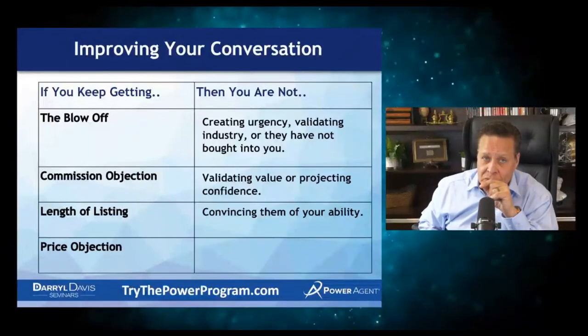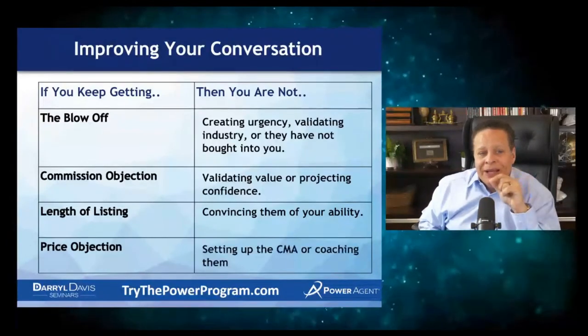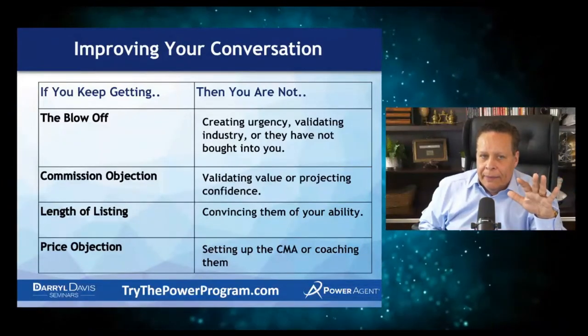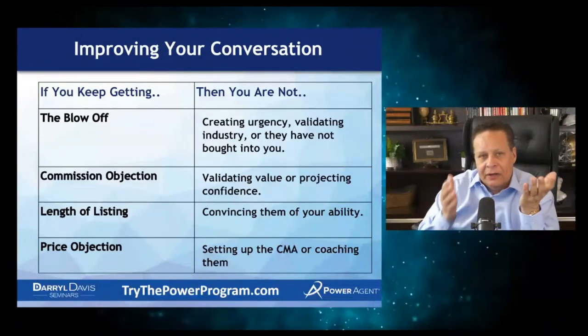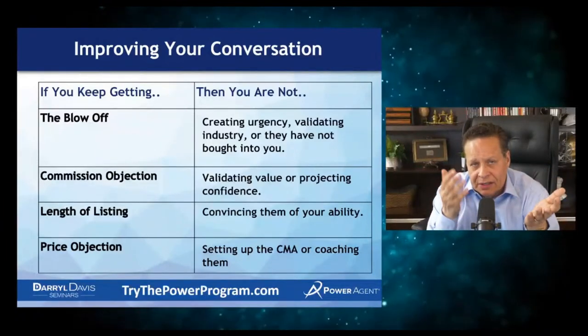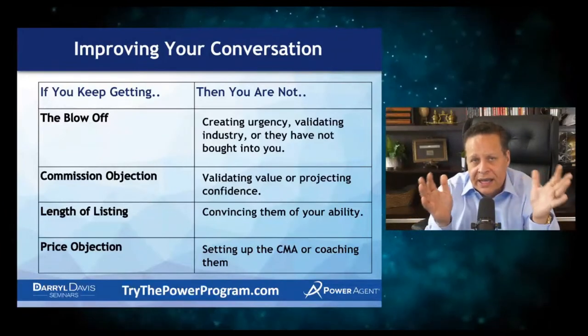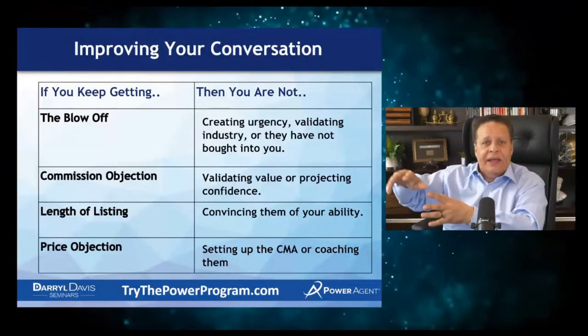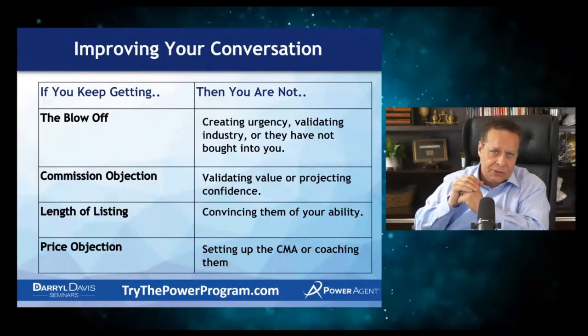If you keep getting the price objection, well, you're not setting up the CMA correctly and coaching them. You're not showing them there's two different prices on every home. There's the listing price, there's the realtor price and the FSBO price. They're two different prices. And that's a whole other webinar. That power agency, you have that in your assets of webinars, on how to do that.